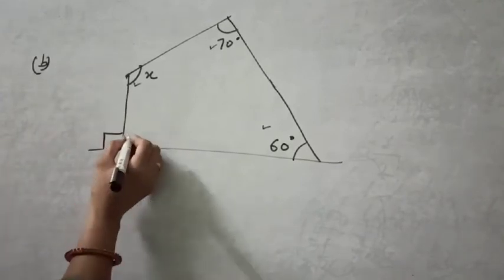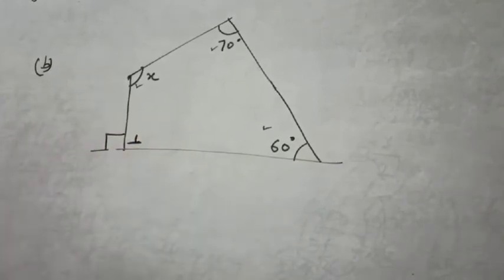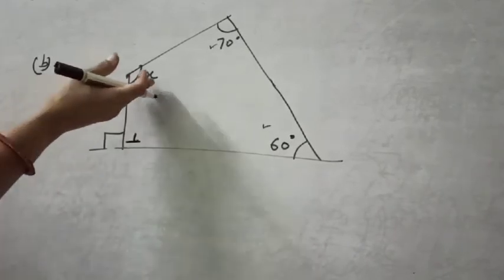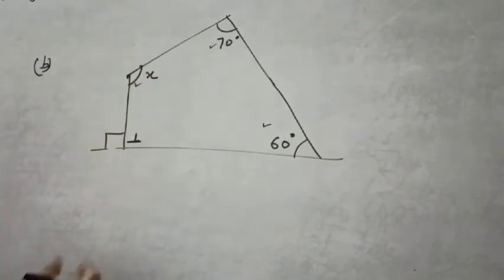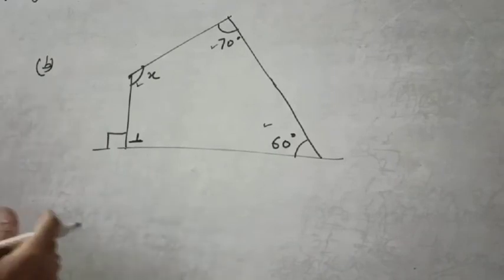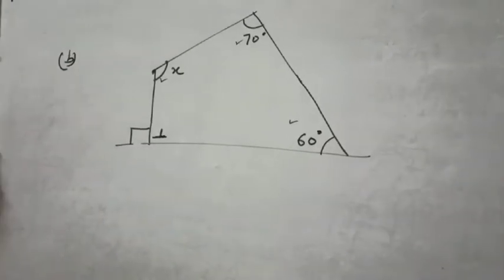So give a name to this angle. I have given the name as angle 1. You can take the variables. X is given here, so you can use some other variables. I prefer to use angle 1, 2, 3, 4, 5. That's all up to you, whatever you use.